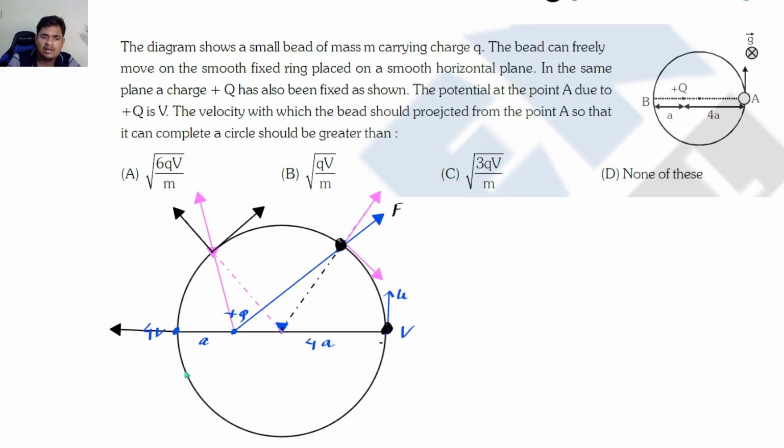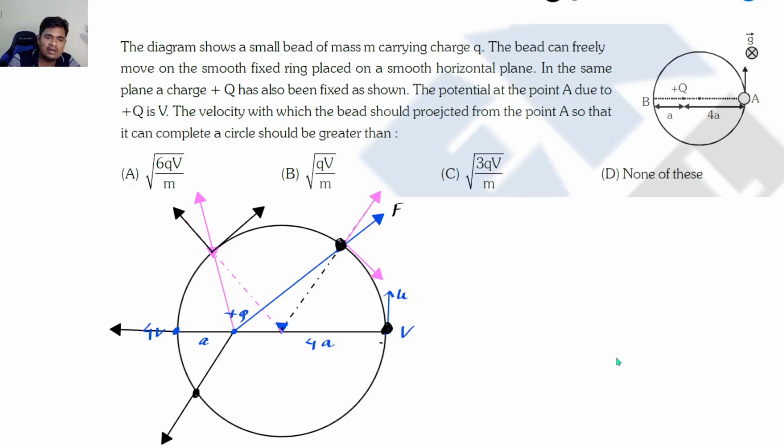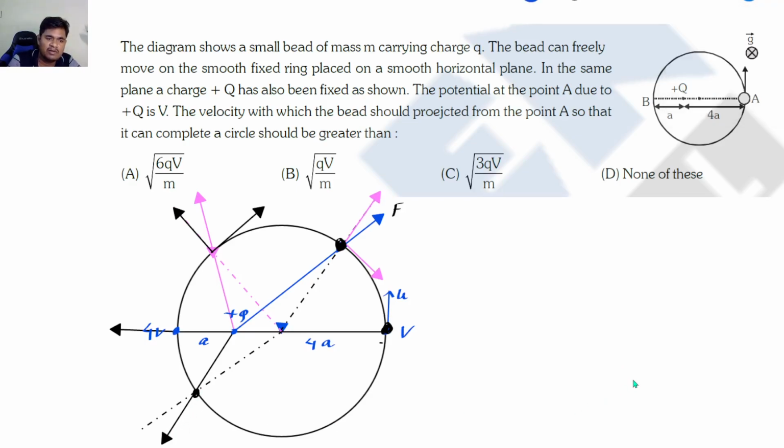let's say that when the particle has reached this position, for this position you will find that the force is acting this way, and from the center if I join the line to that point, then you can see the components of the force. Basically there are two components of the force, one along the radial line, and one perpendicular to the radial line. So this is along the radial line and this is perpendicular to the radial line.